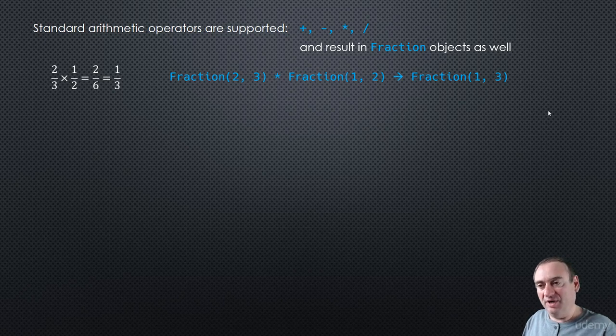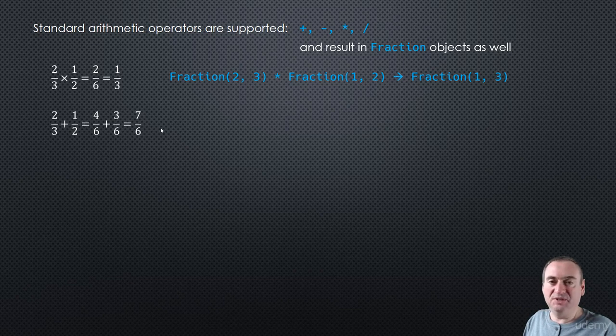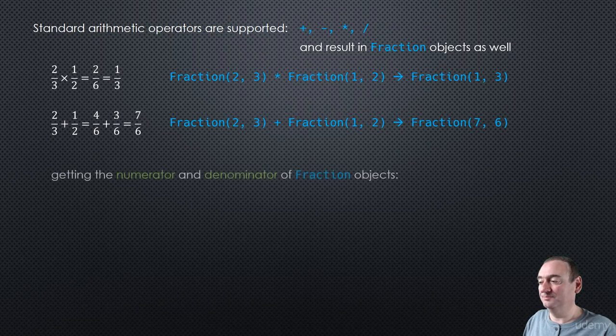So again, Python will do the multiplication for us and also automatically reduce, right? So it will go from 2/6 to 1/3. Similarly, we have that with addition. Python will find the greatest common denominator, which in this case is 6. So 2/3 plus 1/2 ends up as 7/6. And in fact, that's what we will get as well in Python.